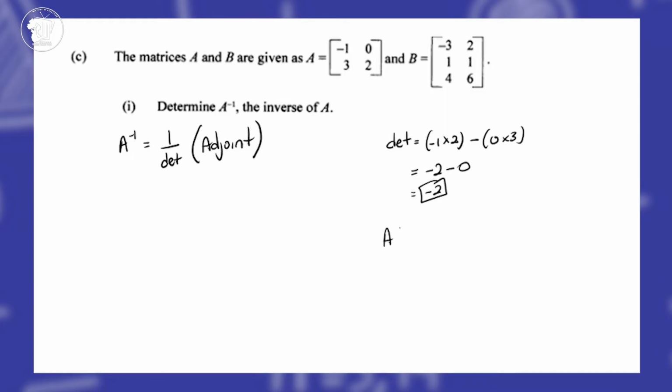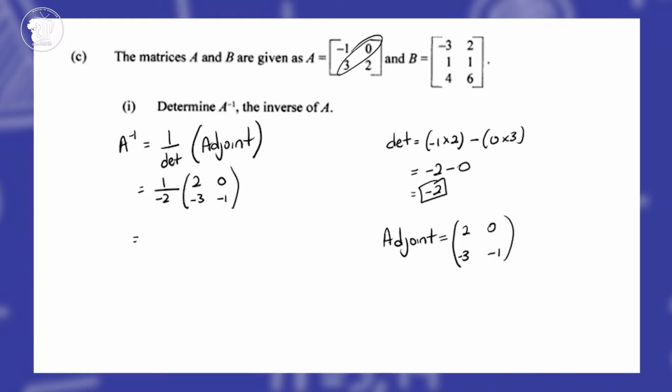The next thing we want to find is the adjoint. So the adjoint of A, we switch these two, so this would be 2, negative 1. And then we flip the signs of these two, so 0 will remain 0, and 3 will become negative 3. So it's 1 over the determinant, which is negative 2, multiplied by the adjoint, which is 2, 0, negative 3, negative 1.